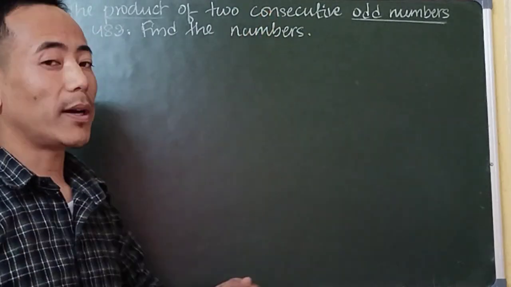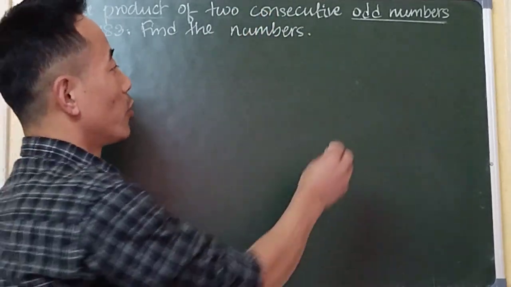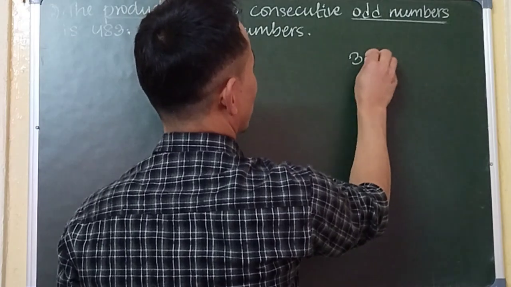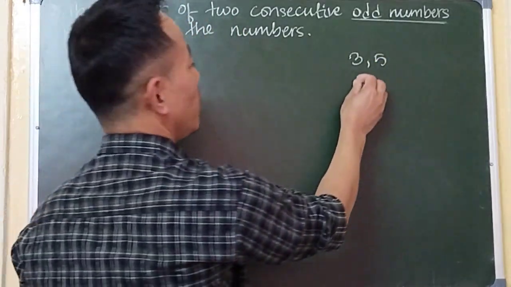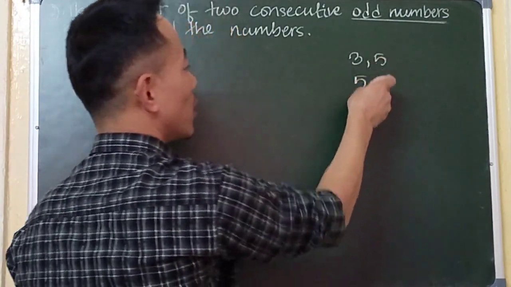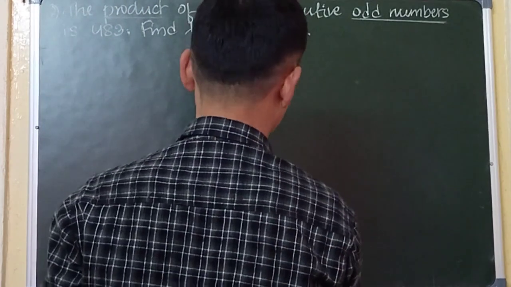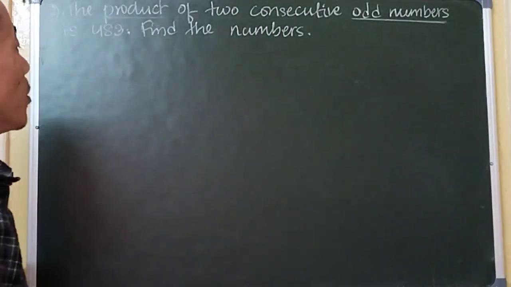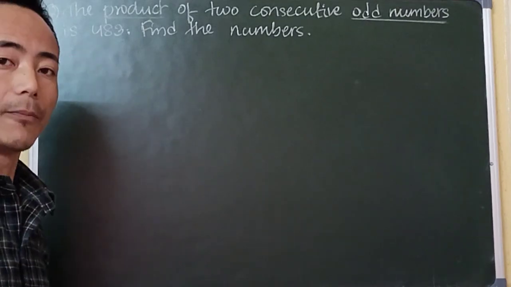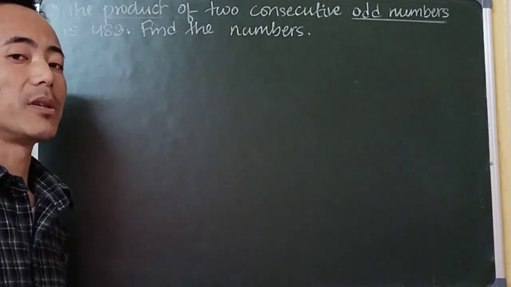And consecutive means one after the other, like 3 and 5. These are two consecutive odd numbers. Similarly, 5 and 7. These are two consecutive odd numbers. So you have to take the product of two consecutive odd numbers. So when you multiply these two numbers, you will get 483. So you have to find the numbers here.